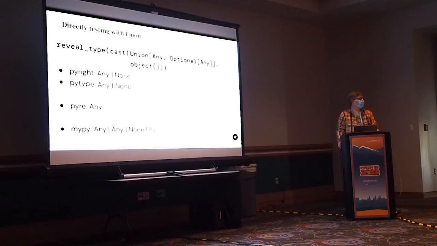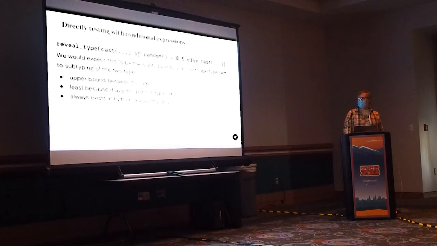And MyPy did a really weird thing. It showed me that the union of any and optional any was any and none. So that's interesting. Maybe that is a bug in MyPy, and maybe MyPy doesn't actually believe that any is a subtype of any. So by black boxing, I can't tell.